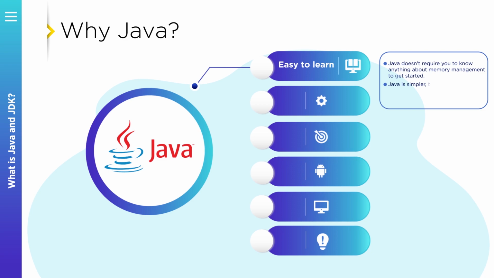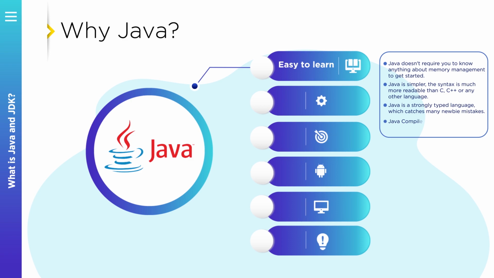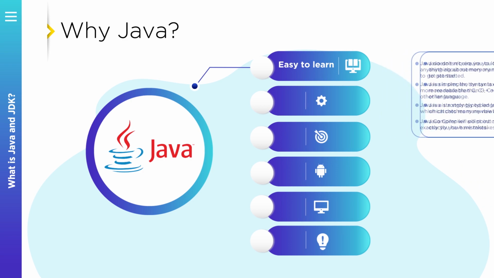Java is simpler. The syntax is much more readable than C, C++ or any other language. Java is a strongly typed language, which catches many newbie mistakes. Java source code should be compiled to bytecode. The Java compiler won't let you compile code which contains broken syntax or which wouldn't be executed on the JVM. Also, the Java compiler will point out where exactly you have mistakes. That helps a lot to junior developers.